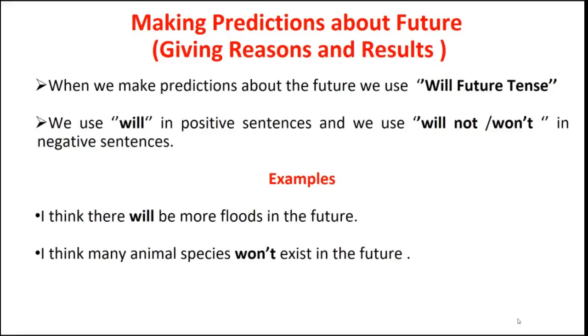Making predictions about the future, giving reasons and results. When we make predictions about the future, we use the will future tense. We use will in positive sentences and we use will not or won't in negative sentences. Let's have a look at these examples. I think there will be more floods in the future. I think many animal species won't exist in the future.